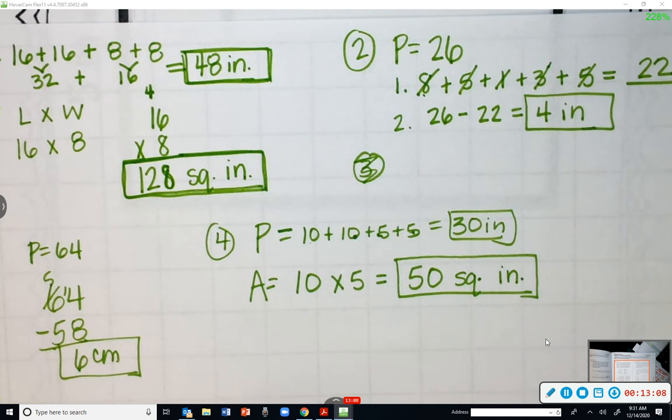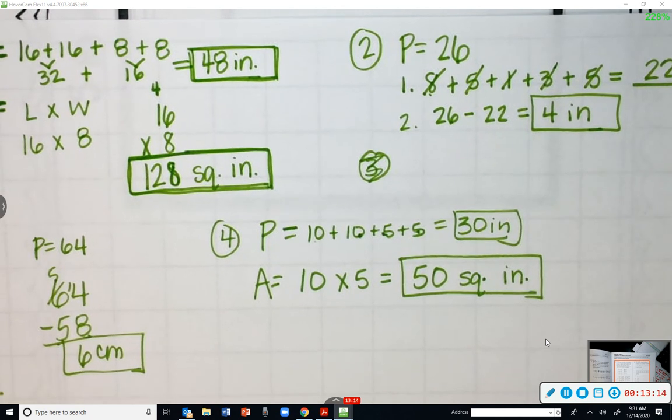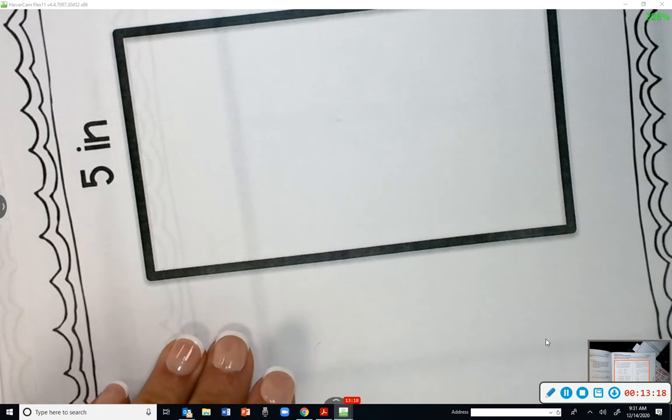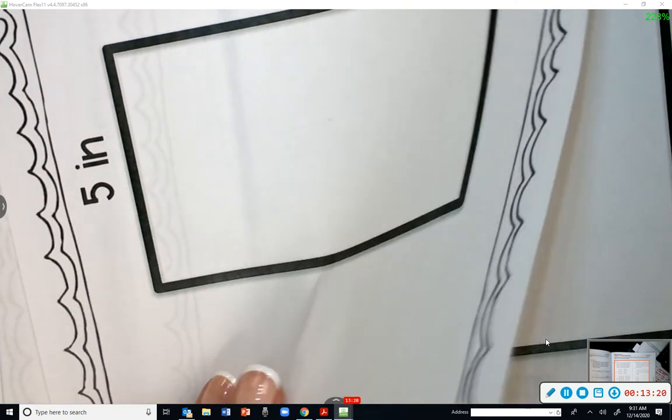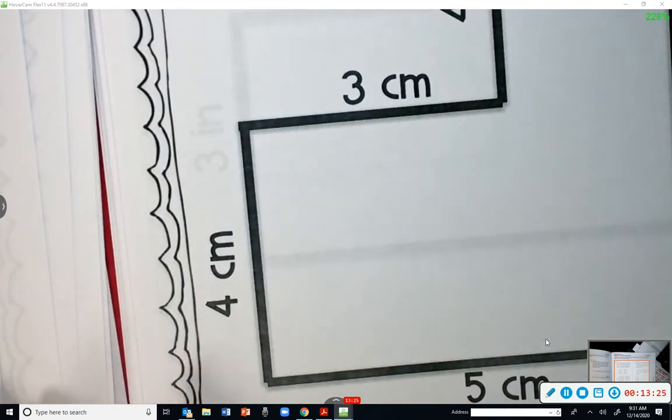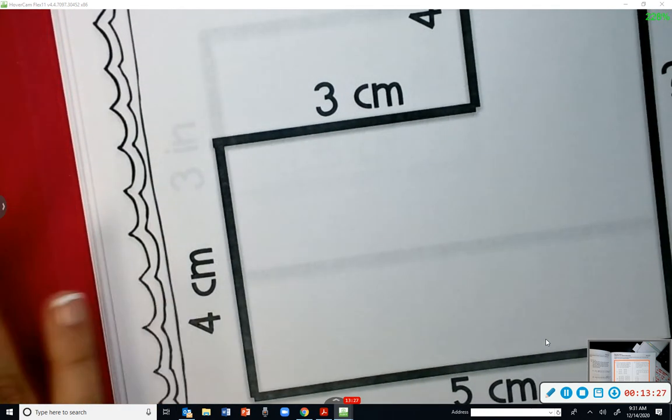Okay, let's do one more. And then we're going to flip over to our grid paper and talk about what we're going to do with this grid paper. Okay? Do one more. This is one more. Last one. Now, with this shape, I want you to do two things.